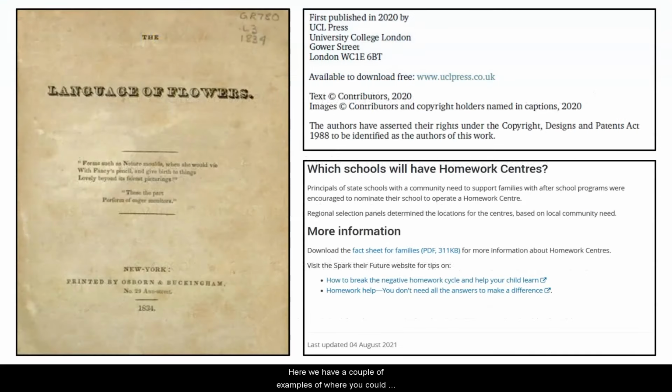Here we have a couple of examples of where you could find the dates to check for currency and resources. On the left, we have The Language of Flowers, and this one was published in 1834. Now, The Language of Flowers doesn't really change, and a bit of searching would have probably already told you that if you were using it for your assignment, so you could safely say that using this resource from 1834 would be appropriate. On the top right, we have an ebook, and we can see that this ebook was first published in 2020.